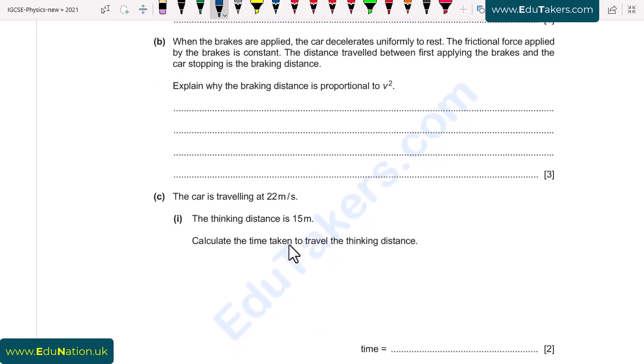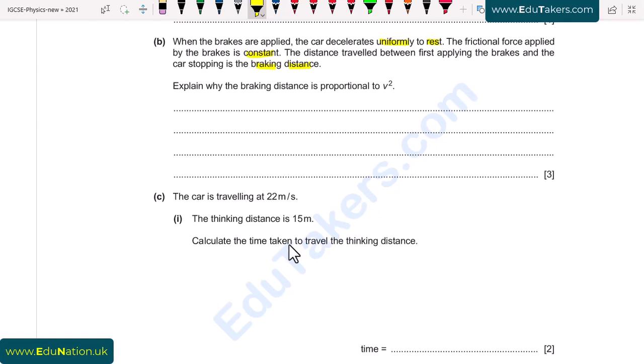Part B. When the brakes are applied, the car decelerates uniformly to rest. First of all, it is moving with uniform speed and then its speed becomes equal to 0. It comes to rest. The frictional force applied by the brakes is constant. The distance traveled between first applying the brakes and the car stopping is the braking distance. So here is the definition of braking distance: the distance traveled between first applying the brakes, when the driver applied the brakes, and then the car stopped. The distance between these two events is basically the braking distance.